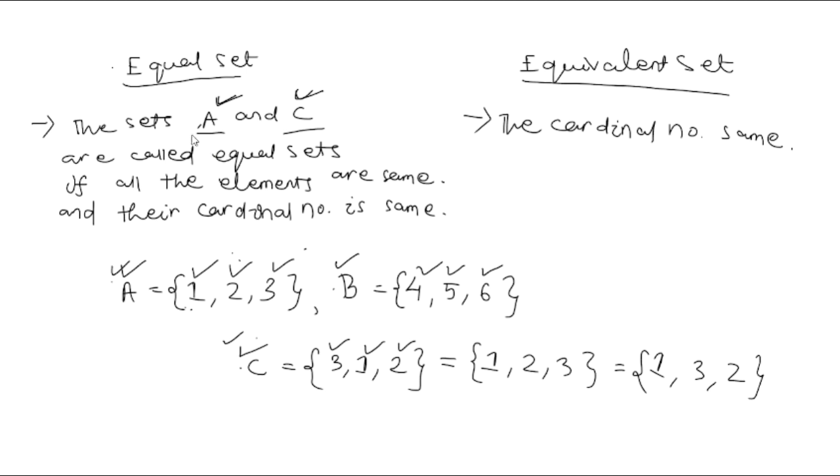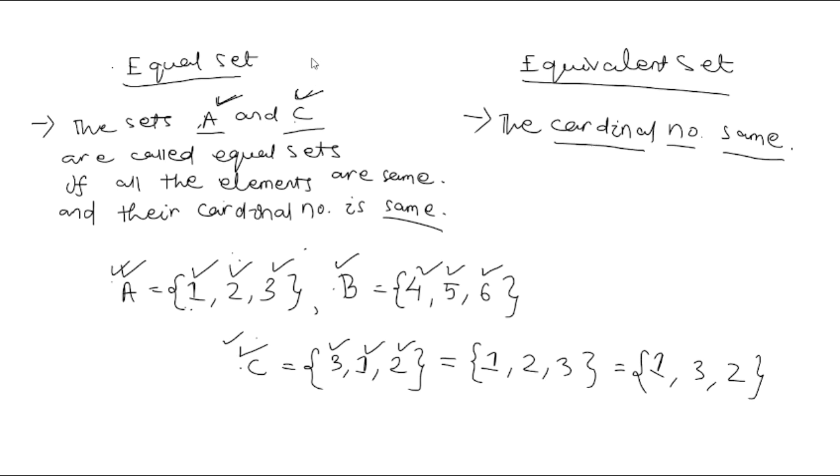So in the equal set, the corresponding elements of one set are equal to the second set, and also in this case the cardinal numbers of the two sets are the same. But in case of equivalent set, only the cardinal number has to be the same. We don't think about what elements are present in the sets.